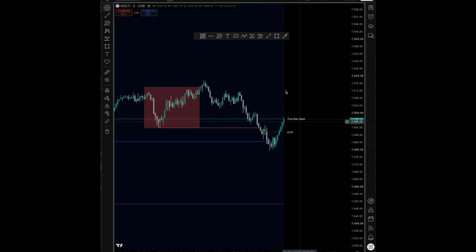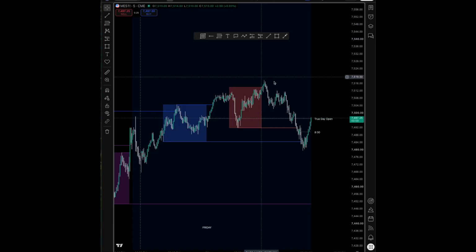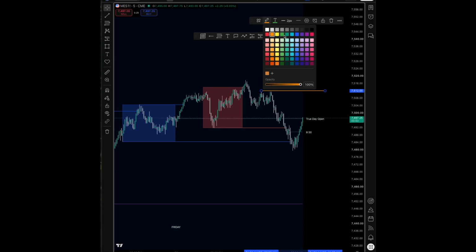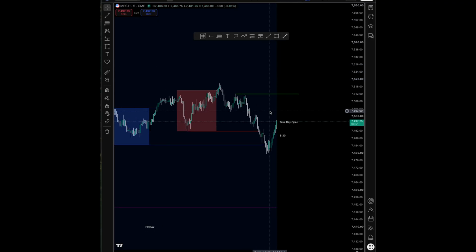I'll be looking to see if we make a move lower at 9:30 open to target the highs we have here, right? We have an equal high here. And then we have some sell side over here, buy side over here as well. So be looking to see if we make a move lower.